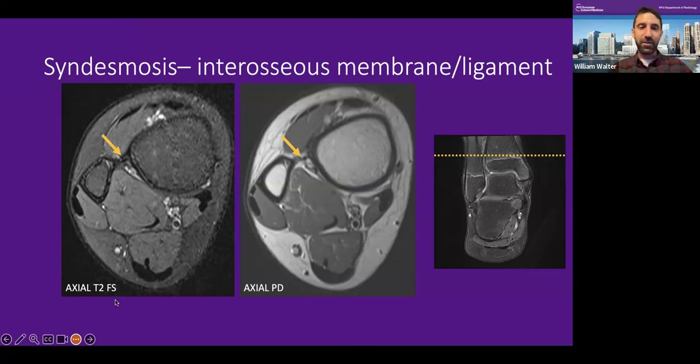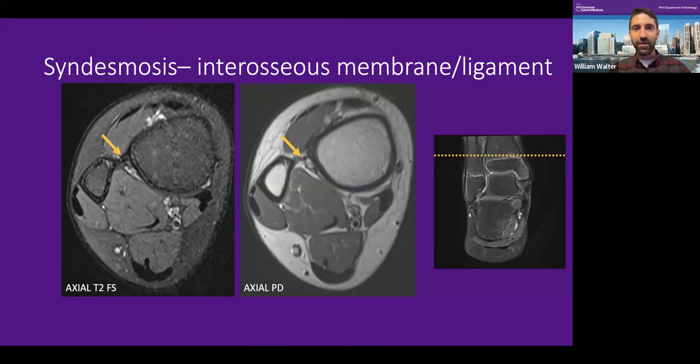But this first image, this T2 fat suppressed image, is a fluid sensitive sequence where basically anything that's bright has some fluid component, whether it's blood, pus, edema, hemorrhage, things like that will show up as bright on this sequence. So it's very useful because fractures, stress injuries, tears, tumors will all appear bright on this particular sequence.